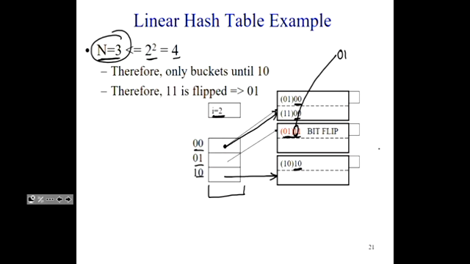Once again, another way to think about this is you have 11. 11 in binary is equal to 3 in integers. Therefore, since 3 is equal to n, we are going to have to flip the most significant bit. So you'll flip the most significant bit, which is 1, and you'll get 01. So you're going to hash it based on 01. Okay? Questions about this?